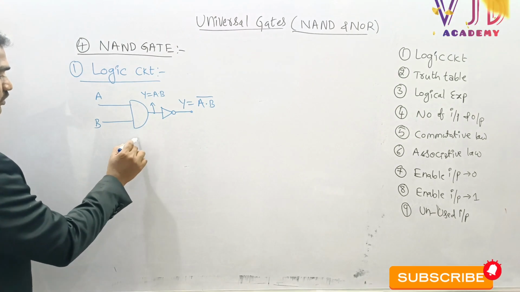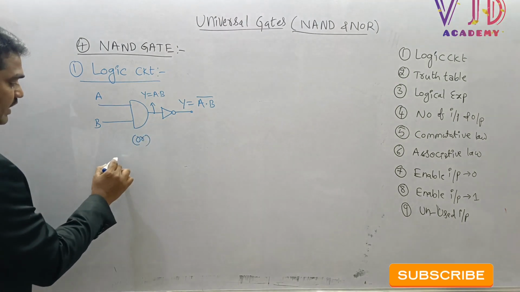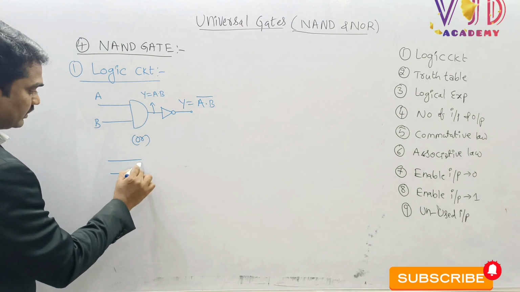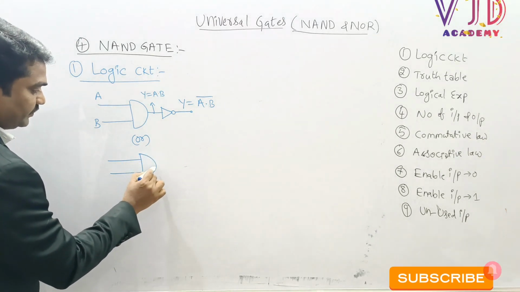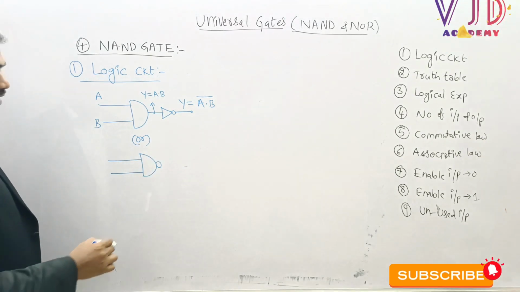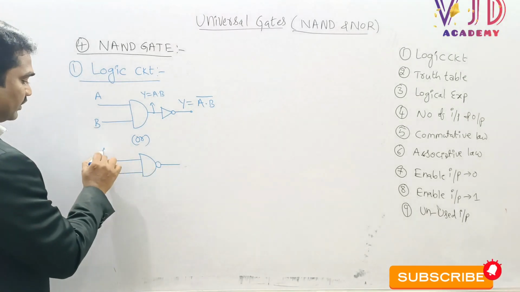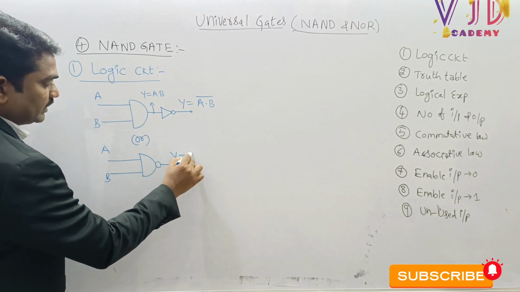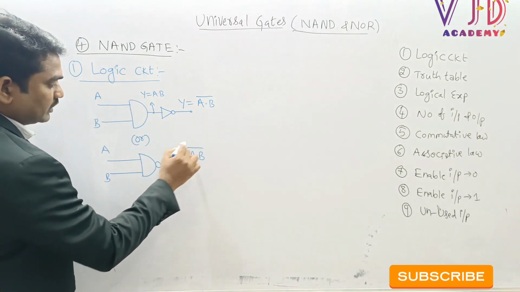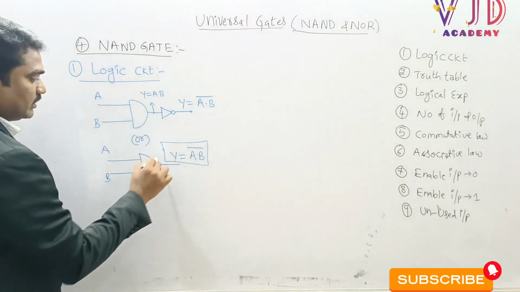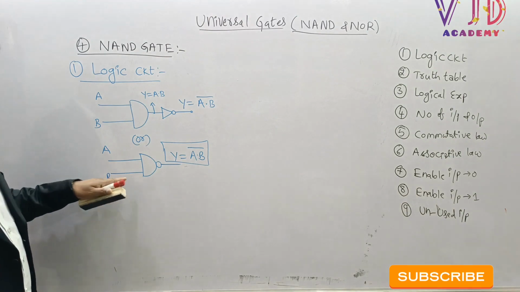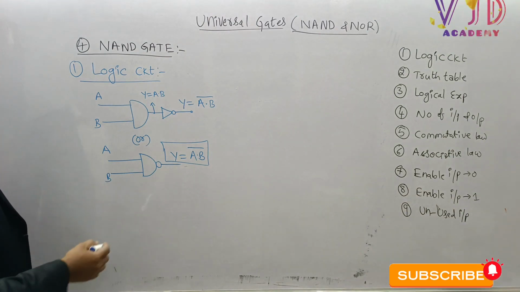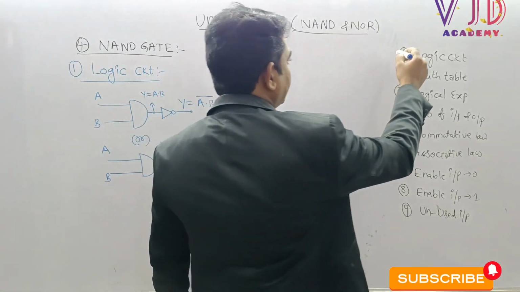We can also draw the NAND gate like this. Here this is NAND gate. We can put one bubble here, so that the output will become Y, with inputs A and B. Here Y equal to A into B whole bar. We can also write the logic circuit like this. We have completed the first point.